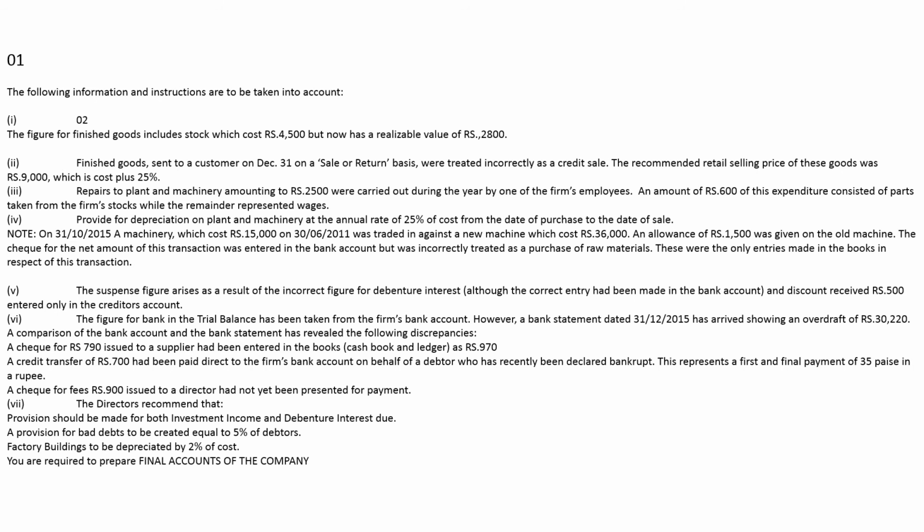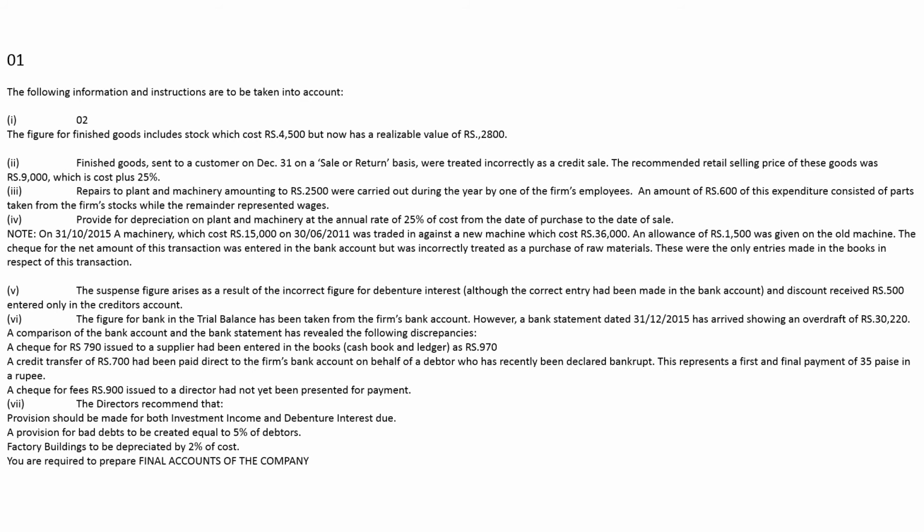A check for fees of rupees 900 issued to a director had not yet been presented for payment. A check of rupees 900 was issued to the director for his fees, but he has not presented it to the bank for payment. So therefore, our real bank overdraft would be 30,220 plus 900, 31,120.